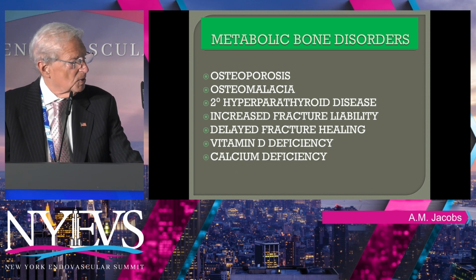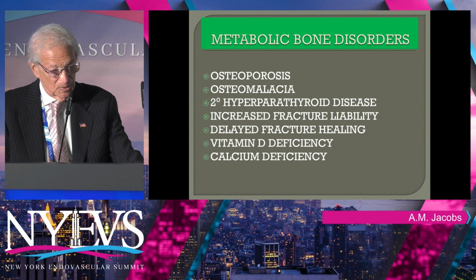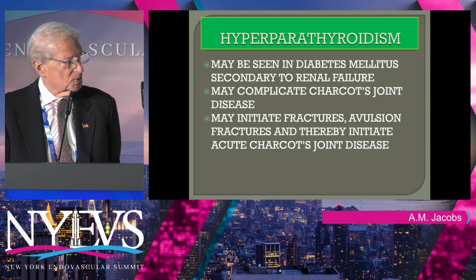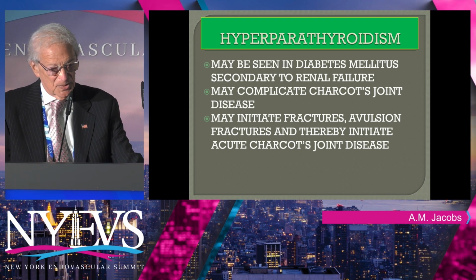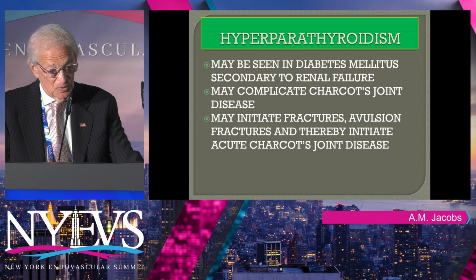Then you have metabolic bone diseases. Again, the diabetic patient tends to be more osteoporotic or osteomalacic. They have secondary hyperparathyroid disease. Their bones are weaker. They tend to get more fractures. So we see these in our diabetic patients, especially diabetic patients with renal failure.